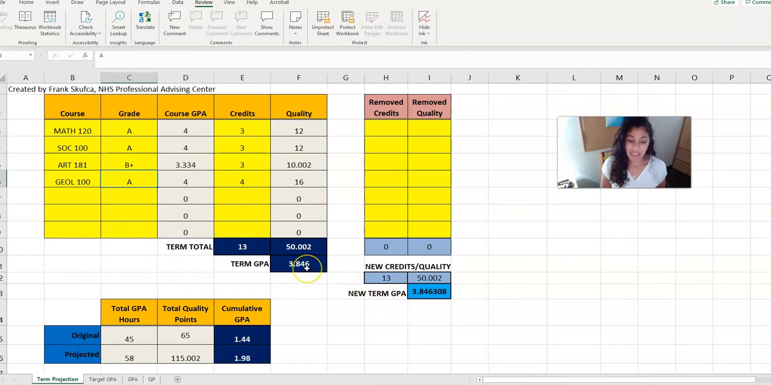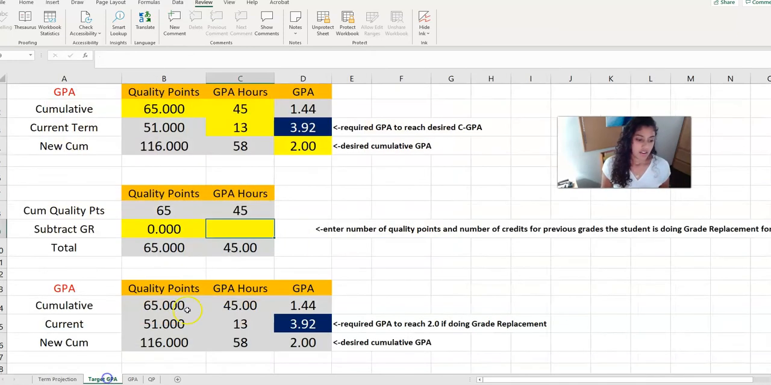Look how close, 3.8, still not to that 3.92, so you can kind of see how much of a climb the student might have. But as you get closer, it will, boom, they achieved over a 3.92, and their projected is a 2.02. So using these sheets together, you can really get a good sense of where your student is going to end up. Now, the last thing for the target GPA, our grade replacement, so valuable for these students, especially those going through academic probation.